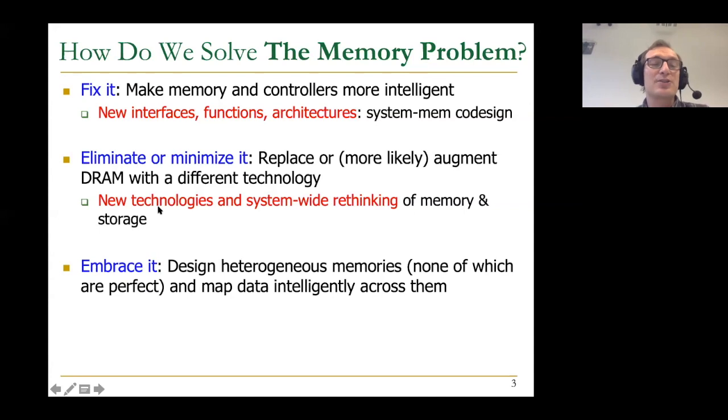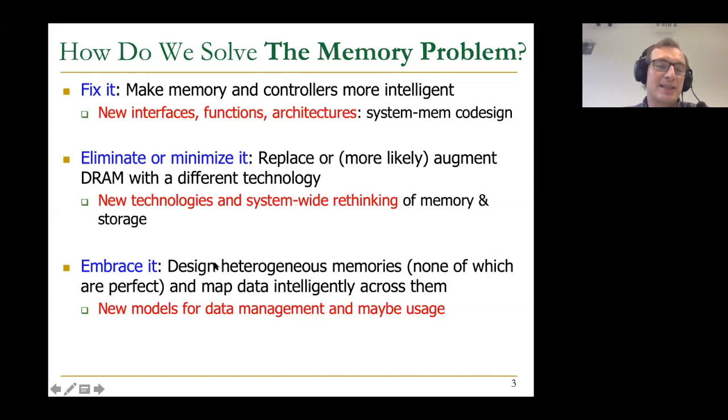And the third direction also is interesting, I think, which is maybe we embrace the problem, right? Embracing the problem means that, okay, you have all these different technologies. None of them is perfect. And we embrace them all. We put them all or a subset into the system. And we realize that none of them are perfect, but map data intelligently across them. So here we're basically transforming the problem into some sort of programming or software problem where somebody indicates where data should be placed, or at least hints at where data should be placed and how it should be used.